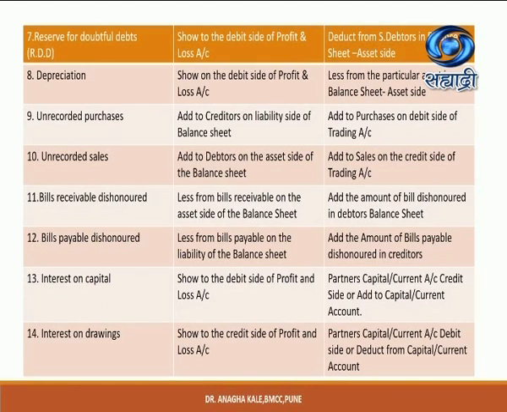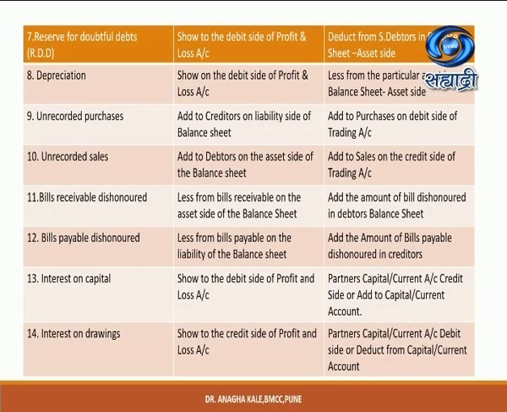Same way, bills payable dishonored. Now this is the amount which is payable by us. So if those bills are not paid, then again our liability will increase. So the first effect will be deducting it from the bills payable which are shown on the liability side, and again our creditors will increase. Again we have to pay that amount to the creditors, so we'll be adding it in creditors.